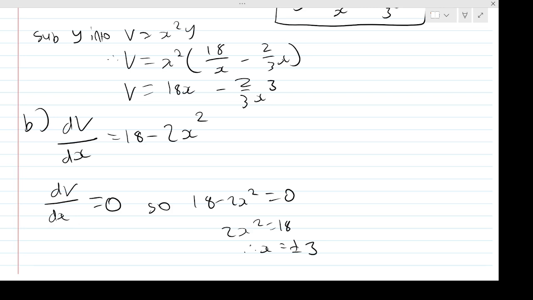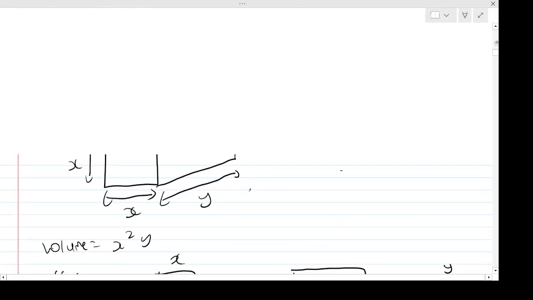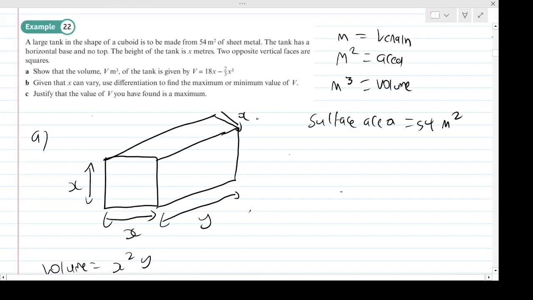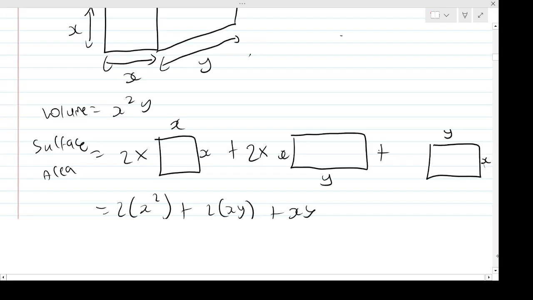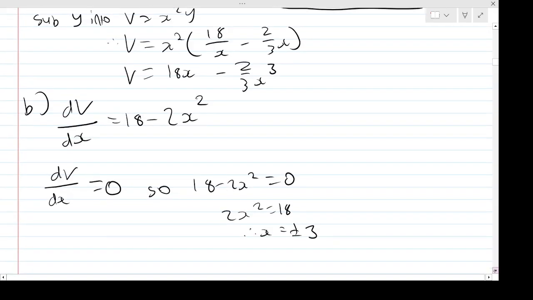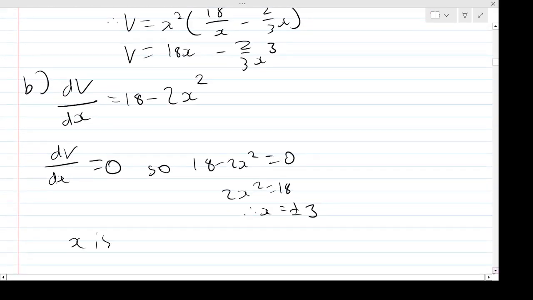Right, okay, so I've got two possible values. x is plus or minus 3. Let's kind of see, which values can we take? Well, think about it, x is a length, right? That means x cannot be negative 3. It has to be positive. So x is a length.